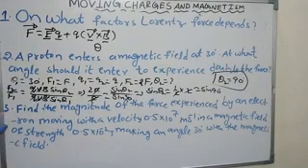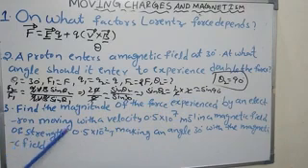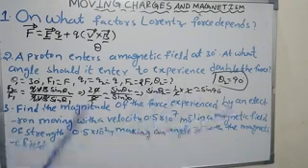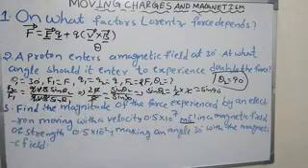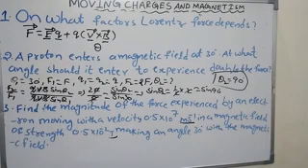Right. Question number 3. Find the magnitude of the force experienced by an electron moving with a velocity 0.5 into 10 power 7 meter per second in a magnetic field of strength 0.5 into 10 power minus 2 Tesla, making an angle 30 degree with the magnetic field. Meter per second, what is given? Magnitude of velocity given. Tesla, what is given? Magnitude of magnetic field strength. 30 degree, what is given? Angle between velocity of charged particle and magnetic field. Then, what is the solution for this?